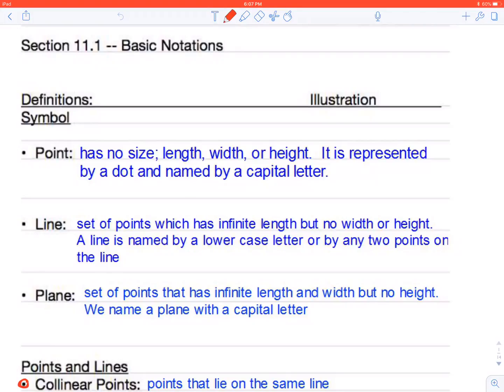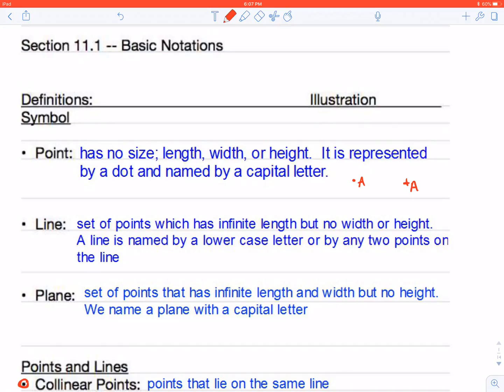So the first thing is you've got a point. You'll notice it is represented by a dot, named by a capital letter. A lot of times I'm going to use a tick mark here. It looks like a plus sign, and that can also represent a dot.